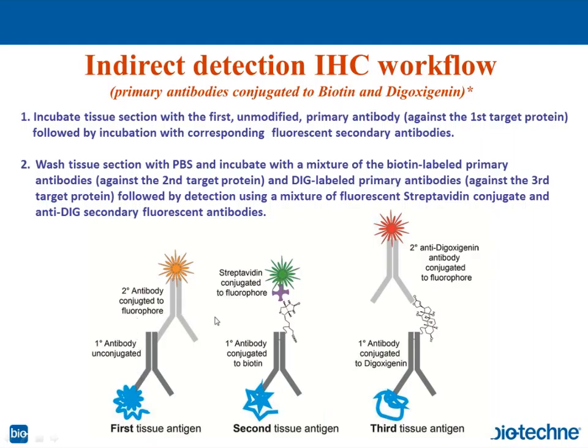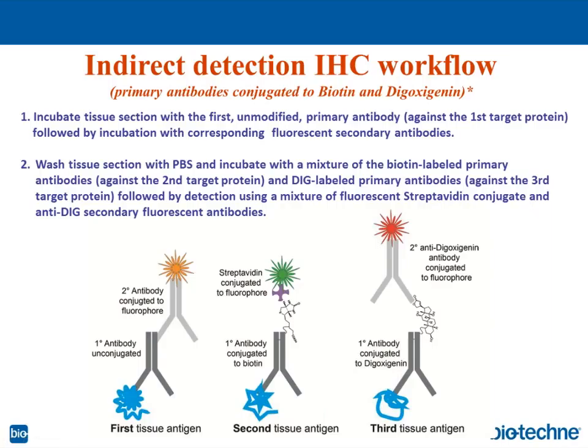After all washes, we can now incubate tissue sections or cells with primary antibodies conjugated to biotin and to DIG, followed by incubation with streptavidin conjugated to a fluorescent dye and anti-DIG secondary antibodies conjugated to this fluorophore. We can mix them together and incubate. They will not cross-react with this primary antibody because they are raised against different molecules. That's how we get this multicolor staining using antibodies raised in the same host species.